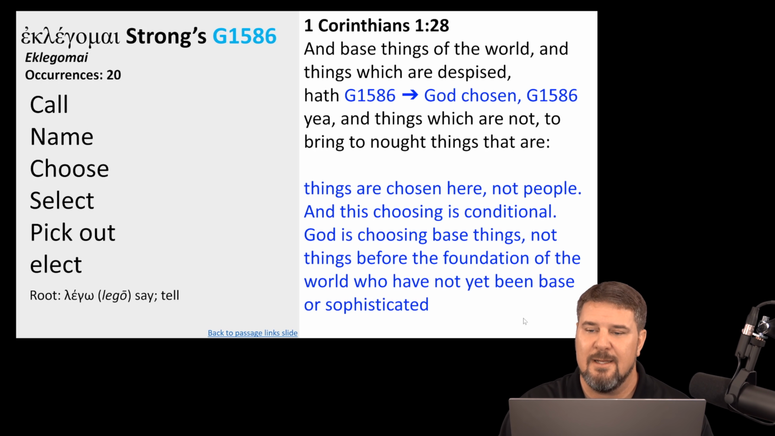1 Corinthians 1:28, and the base things of this world and the things which are despised hath God chosen, yea, and the things which are not to bring to naught the things that are. And again, things are chosen here, not people, and this choosing is conditional. God is choosing base things, not things before the foundation of the world, which have not yet been base or sophisticated.